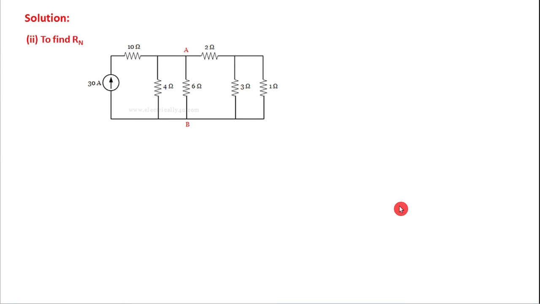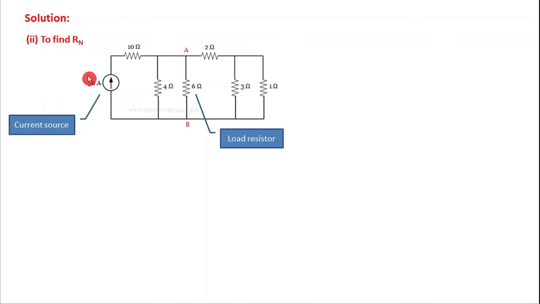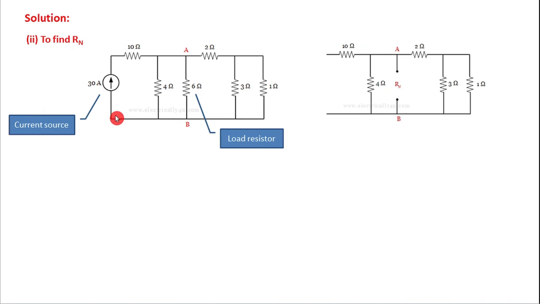To find the RN, remove the load resistor. 6 ohm is the load resistor. Remove the load resistor, and we have the current source. So remove the current source. Here is the current source. Remove the current source and redraw the circuit. If we redraw, we get the circuit like this. Now when you observe this circuit, there will not be any current flow through the 10 ohm resistor as it is open.